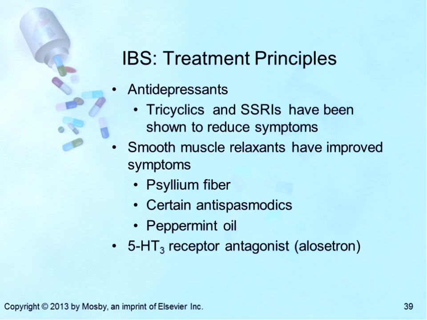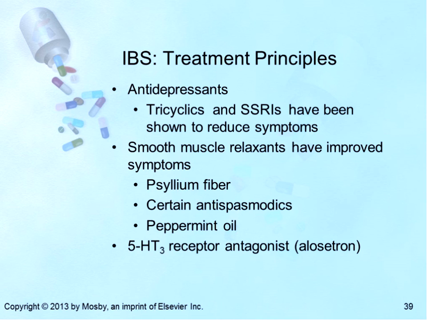IBS treatment principles: antidepressants, particularly the TCAs, 5-HT3 antagonists, and misoprostol have been found to be helpful in some patients. For the antidepressants, the tricyclics and the SSRIs have been shown to reduce symptoms. It's not clear whether this is a separate effect from the antidepressant effect. However, it's been found to be helpful. Smooth muscle relaxants have been noted to improve symptoms. Psyllium fiber, certain antispasmodics, and peppermint oil have also been found to be effective.